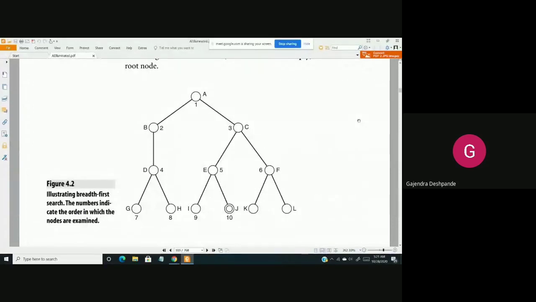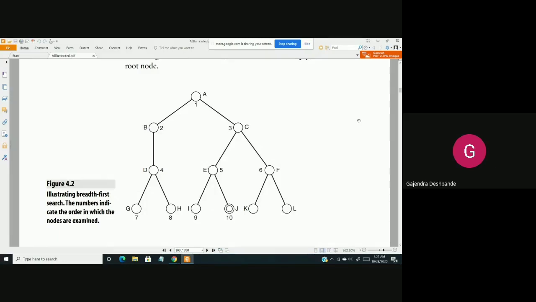So again, let's consider the same example, the same tree. Now your goal node is J, whereas your root node is A. Now you have to search from A to J. In this case, we are going to search in the horizontal direction. So first you will visit A and check whether it is a goal node. It is not a goal node, so you move to the left part of the tree. Then you will visit the B node. Then you will go to the next node on the same level.